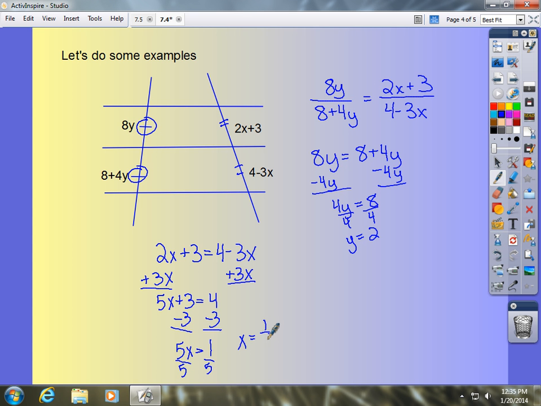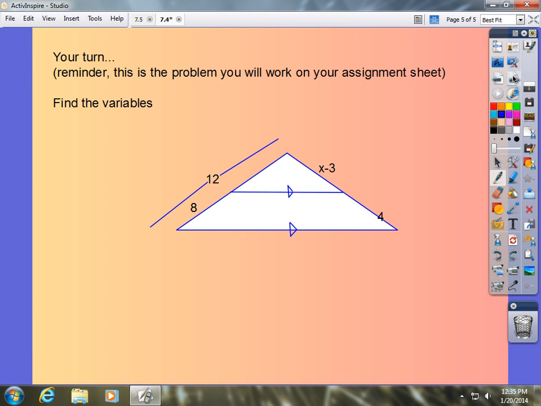Okay. And now it's your turn. This is the problem that you're going to work on your assignment sheet. It's going to be labeled Monday because even though you weren't here, Monday your assignment is to watch 7.4. So you're going to set up the proportion and you're going to find out what x is. Okay, good luck on that.